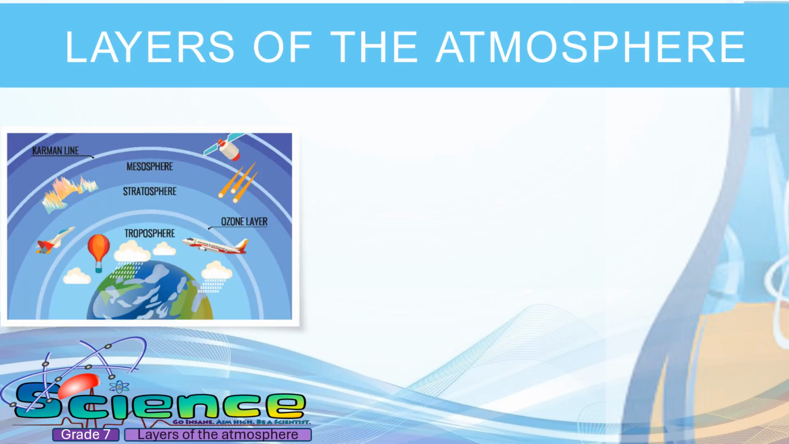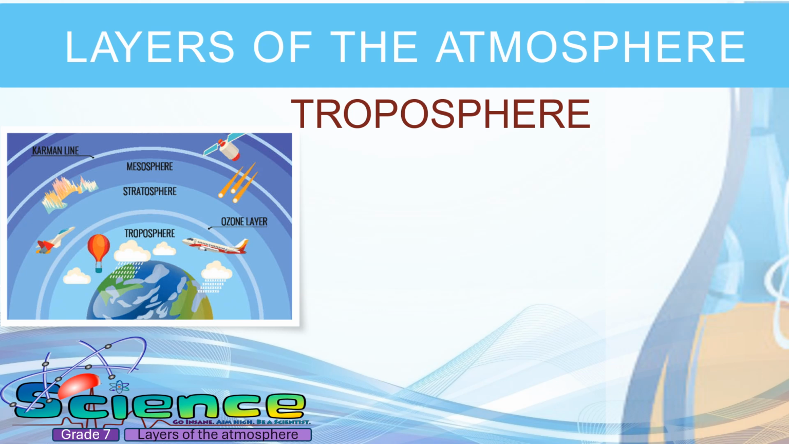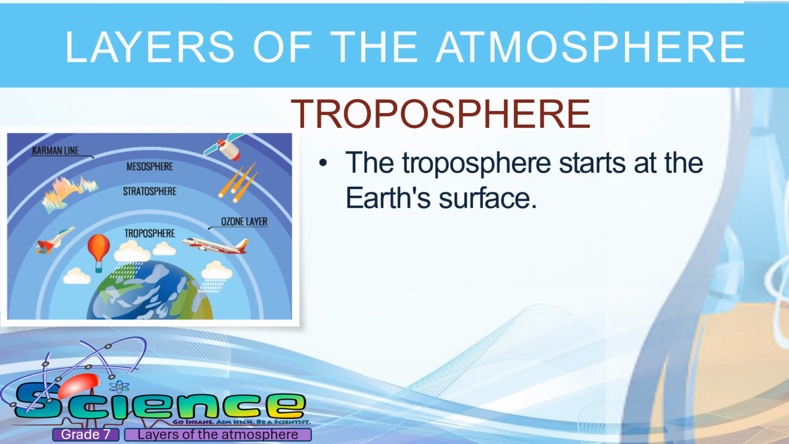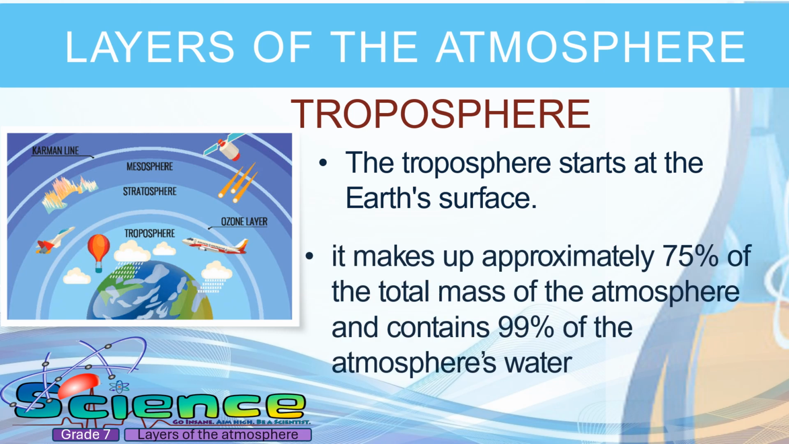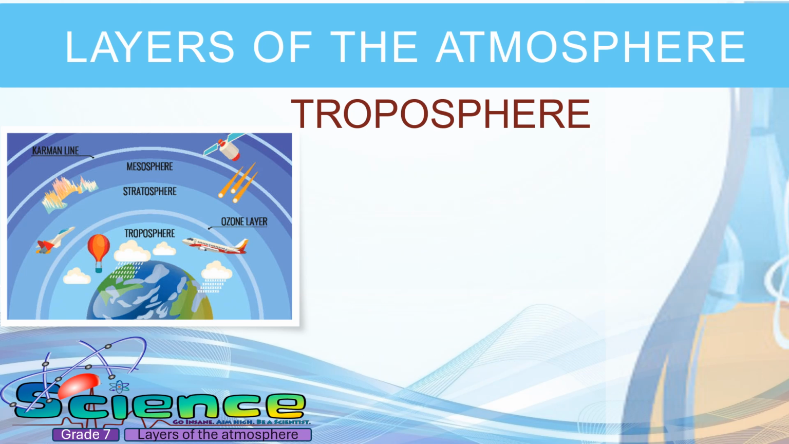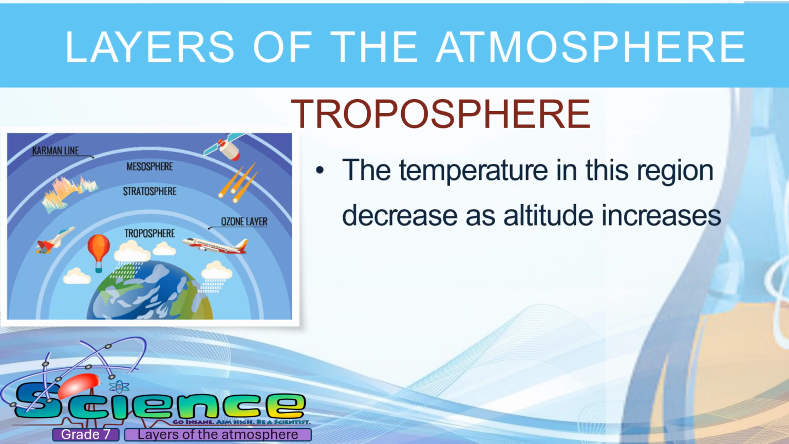The lowest layer is known as the troposphere. It is the layer where we live. It makes up approximately 75% of the total mass of the atmosphere and contains 99% of the atmosphere's water. The temperature in this region decreases as altitude increases.